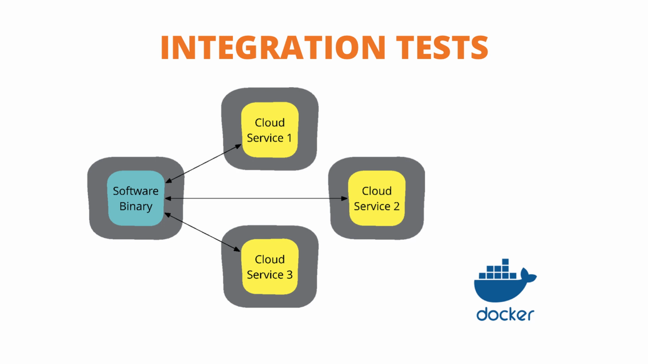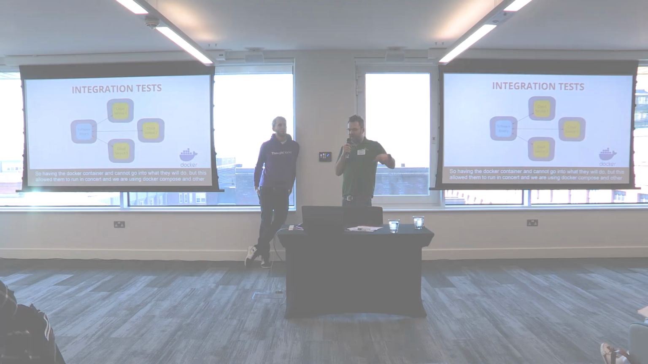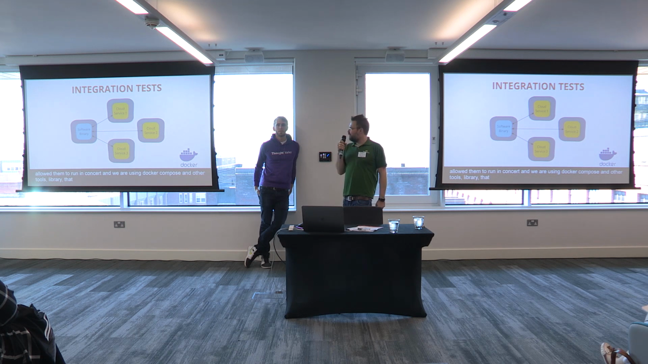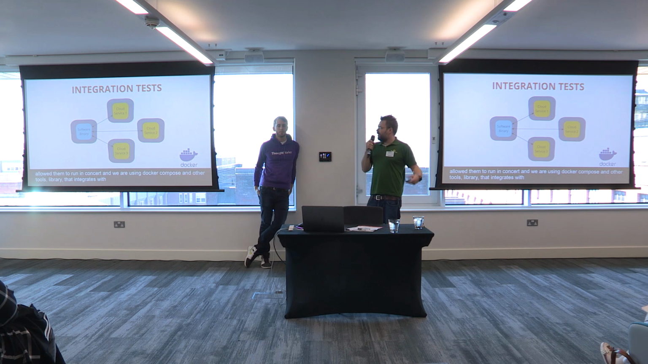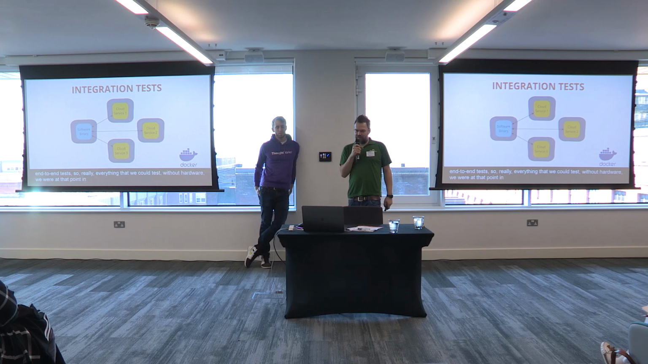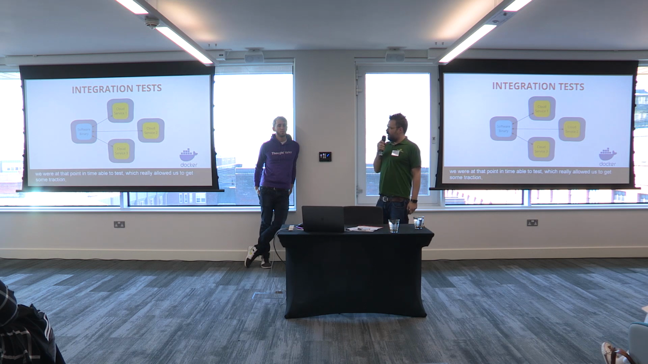What this allowed us is to run them in concert. We're using just Docker Compose, RSpec, and another tool called ServerSpec, a library that integrates with RSpec. And this allowed us to build integration tests for testing our features, and in combination with all the cloud services we had, this also allowed us to build the acceptance tests that we wanted to have, and also the end-to-end tests, which really allowed us to get some traction, get some speed, and get the feedback that we really wanted to have.